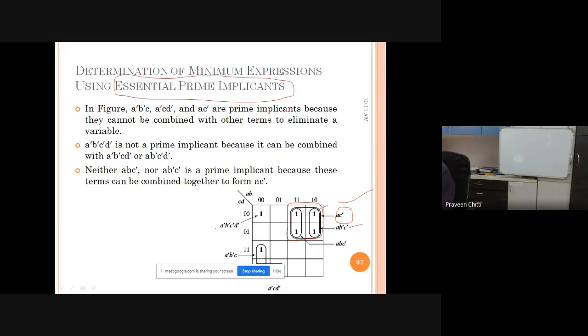Yes? Is it clear? Yes, sir. If you have any doubts, you ask. I have already covered everything. Again, I am telling you, it is just like a revision of K-maps before we proceed further.